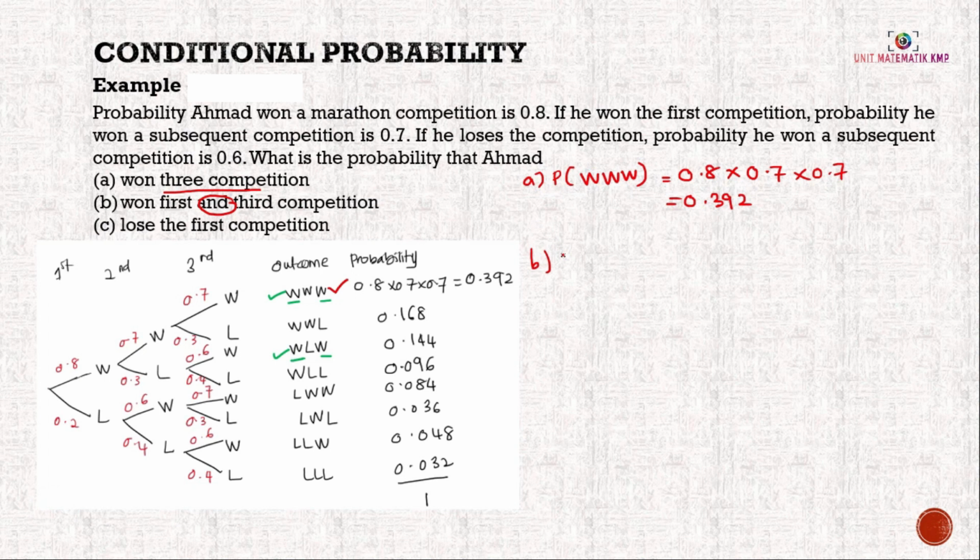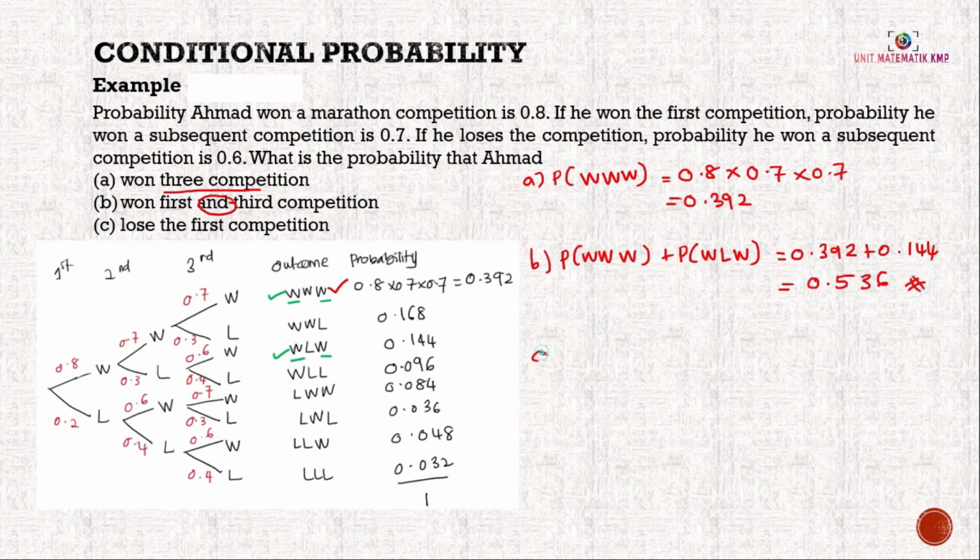Okay, so kita akan ada probability of WWW tambah dengan probability WLW. So kita akan dapat 0.392 plus 0.144. And then you can get the answer is 0.536.